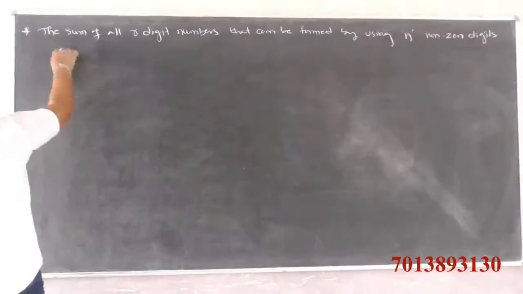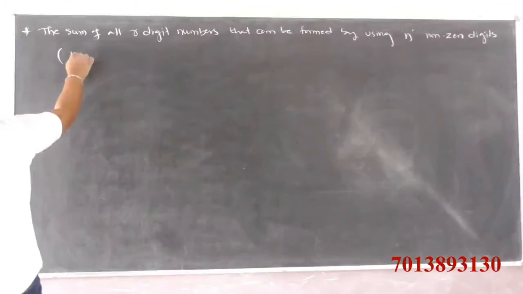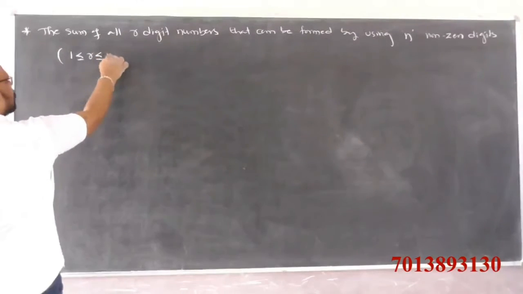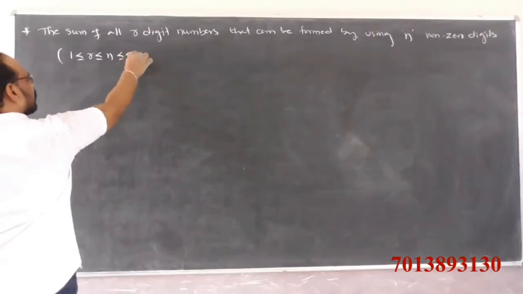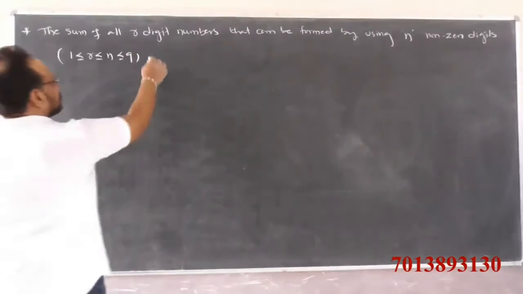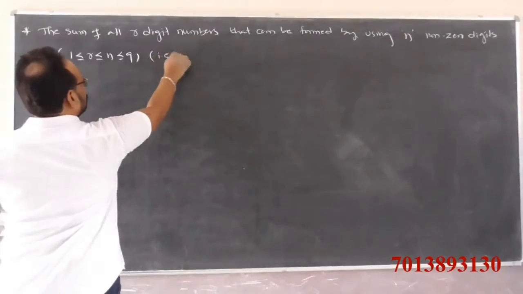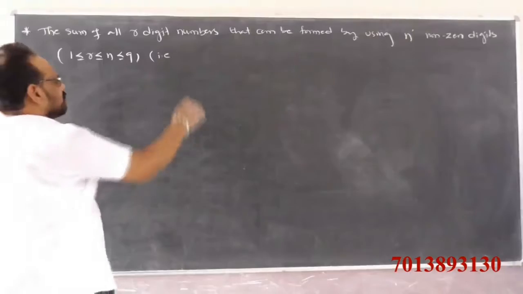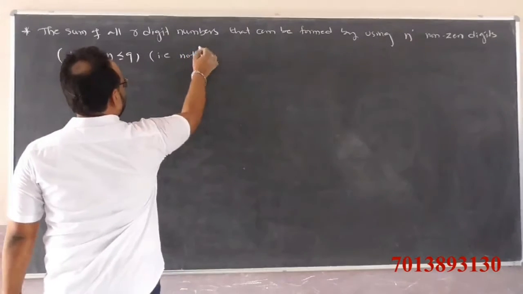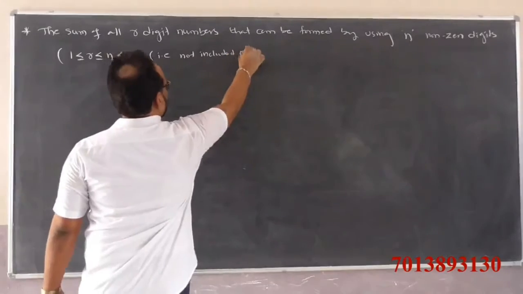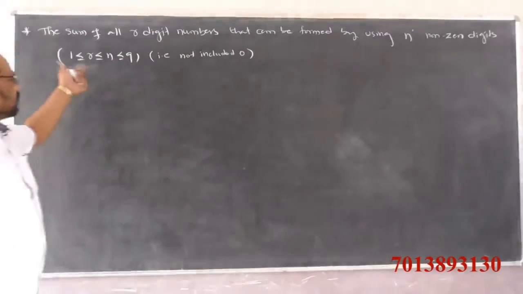That is, 1 is less than or equal to r is less than or equal to n is less than or equal to 9. That means 0 is not included. That is not included 0.